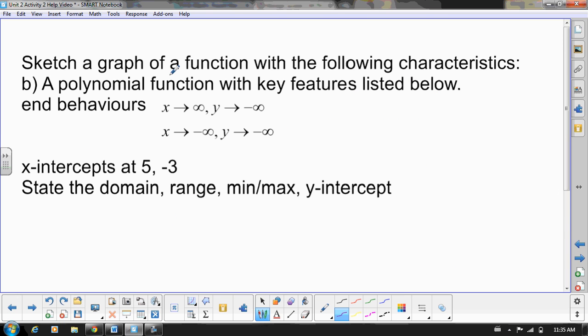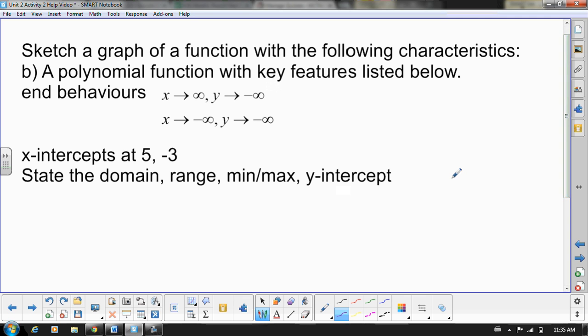Another example would be one like this. So sketch a graph with the following characteristics. So a polynomial function with key features. So when it's telling me as x approaches infinity, y approaches negative infinity. So as x gets bigger in this direction, it's going to be going downwards. When I look at this one here, as x goes to the negative value, it's also going down.